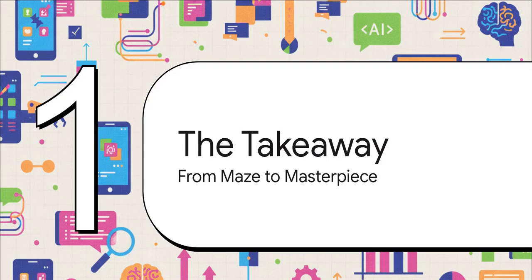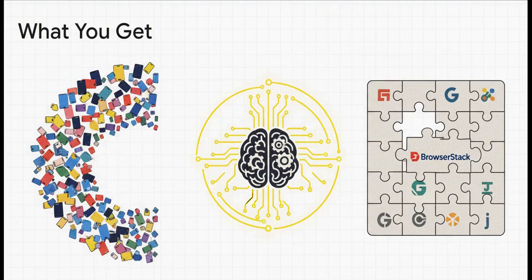So there you have it. We started in that confusing, frustrating mobile testing maze, and we've walked a clear path out. We've seen how to turn all that chaos into a well-oiled machine, a true masterpiece of quality engineering. Let's just boil it down. What do you really get?